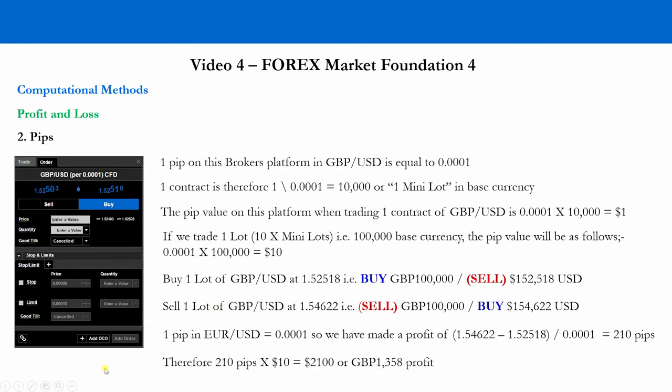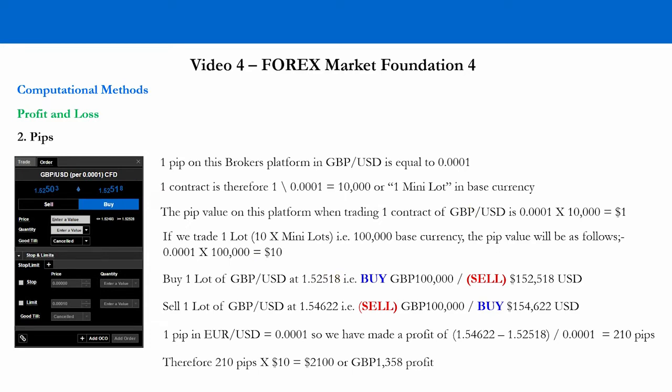Now, if we trade 1 lot, so 100,000 currency pairs, this is going to be equivalent to 10 mini lots. So 100,000 base currency. The pip value will be as follows. It will be spot 0001 times 100,000. So we're basically just multiplying the pip value in dollars by 10. And you'll see that the pip value, in all cases, is denominated in the quote currency.